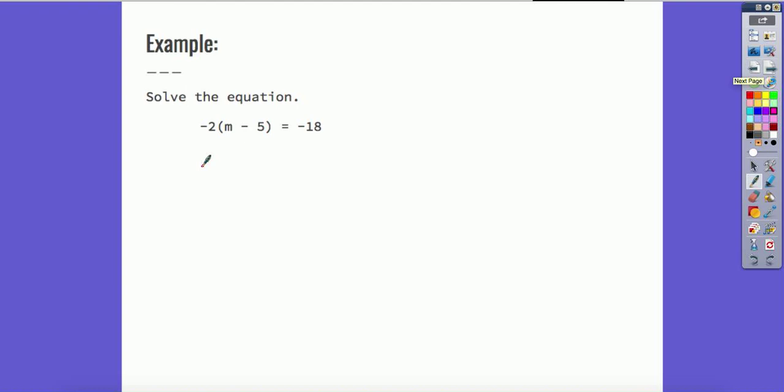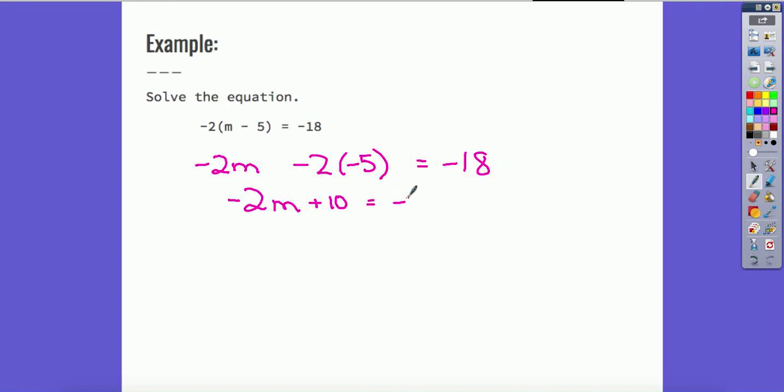Okay, so I'm taking, first of all, and I'm going to do the distributive property again. I've got negative 2 is my outside term, and so I know that it's written twice. My inside pieces are each going to be multiplied by that negative 2, and the rest of my equation is remaining the same. So now I have negative 2m. Negative 2 times negative 5 is plus 10 equals negative 18.